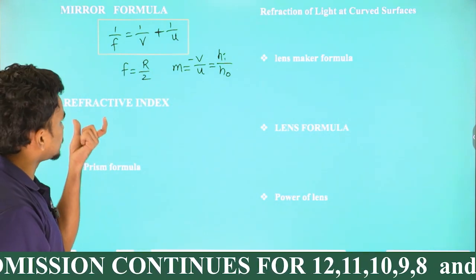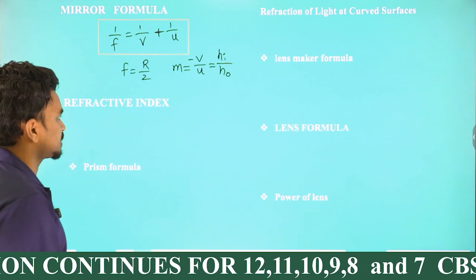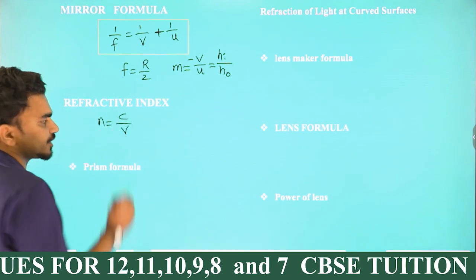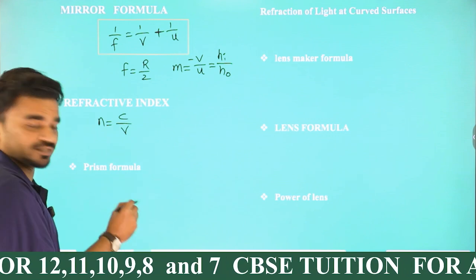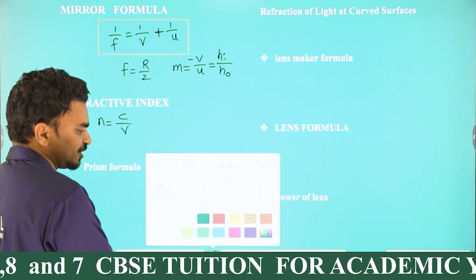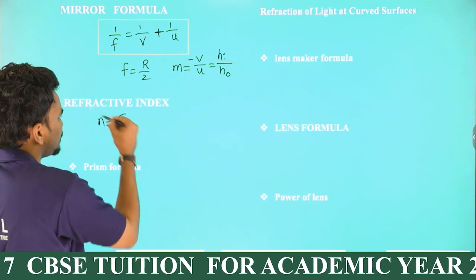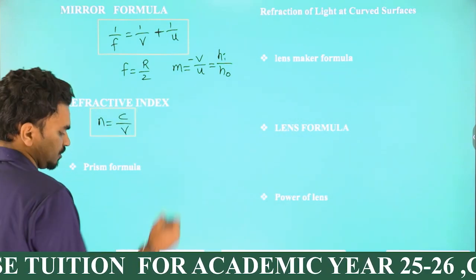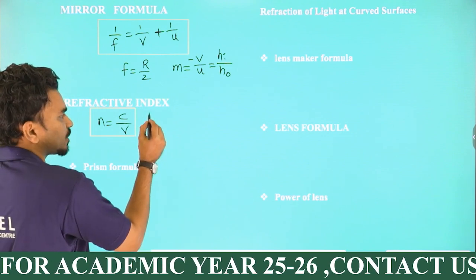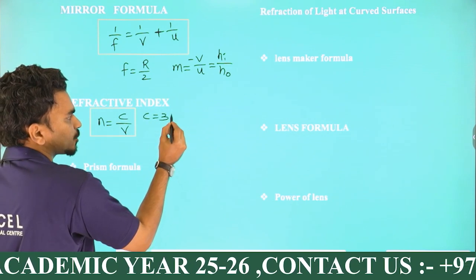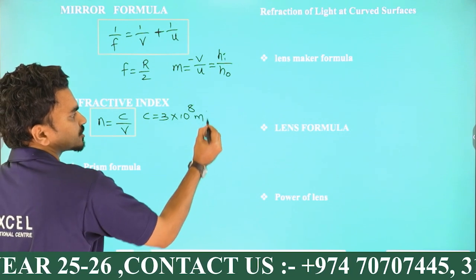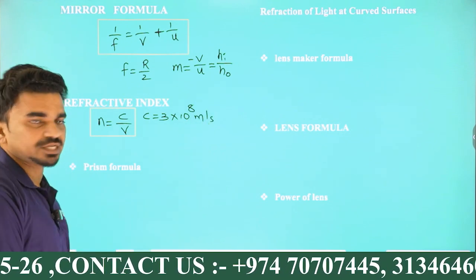Now let's look at refractive index. What is refractive index? n = c/v. It's a very small equation, but it is very, very important. It can sometimes give 1 mark very easily. What is c? c is the speed of light in vacuum. What's the value? 3 × 10^8 meters per second. That awareness is also needed.